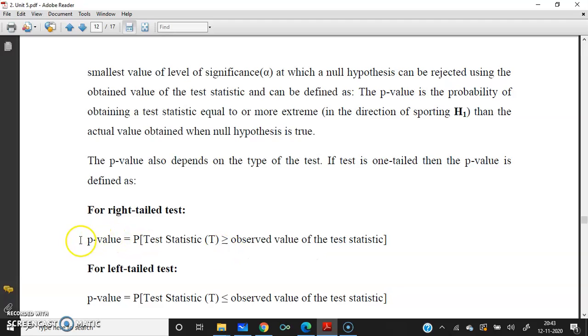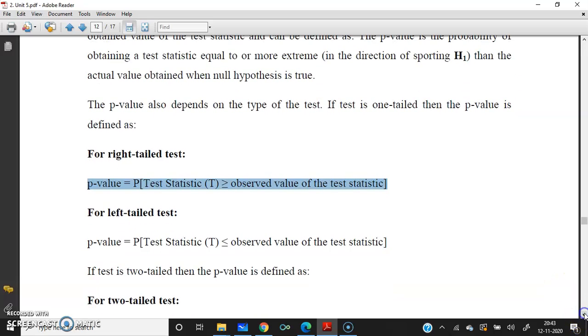So we have to consider the test statistic and the observed statistic. The observed statistic is what we have calculated using the sample. That is, p of the test statistic being greater than or equal to the observed value of the test statistic. In that case, that is known as the p-value. Now we go to the left-tailed test. In the left-tailed test, the p-value is nothing but the test statistic being lesser than or equal to the observed value of the test statistic. So here it is greater than or equal to because it is a right-tailed test.